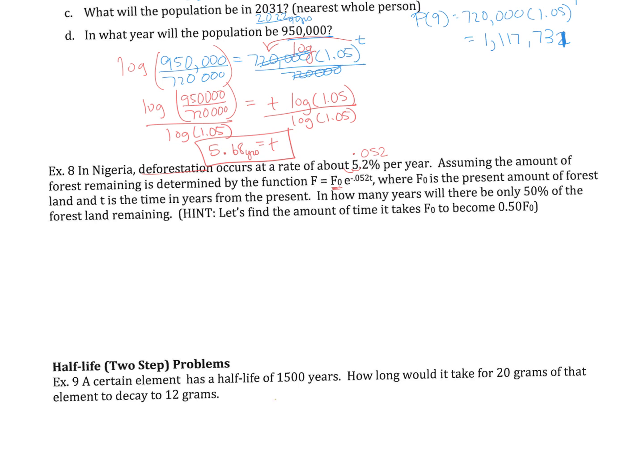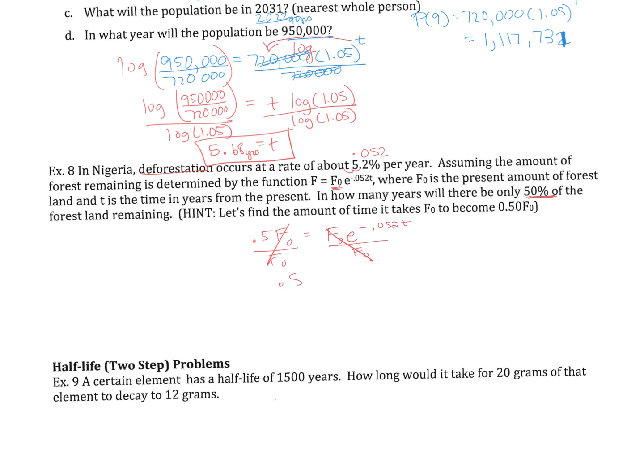So f of 0 is that present amount of forest land. In how many years, so t, will there be only 50% of the forest land remaining? So I actually don't know how much is there now. Like, I don't have f of 0. No one told me how many acres. Normally forests are measured in acres. No one told me how many acres I have. But I do know that I want the final amount to be half of my original amount. So I'm going to write my final amount as 0.5 times however much is really there equals how much is already there, like at the beginning, times e to the negative 0.052t. I'm going to divide both sides by the original amount to isolate my e term.